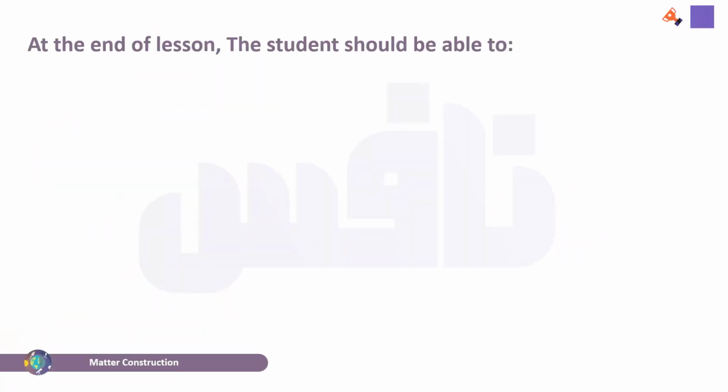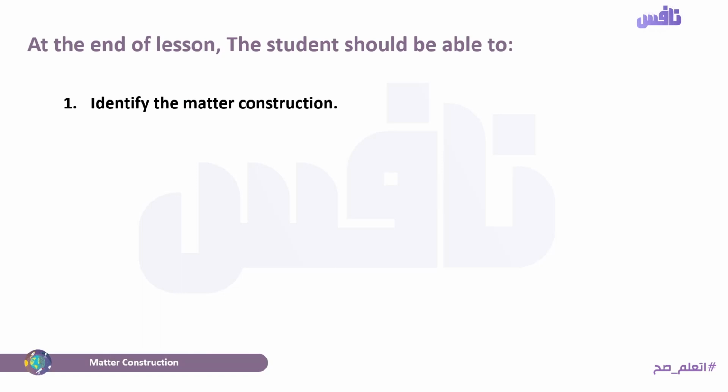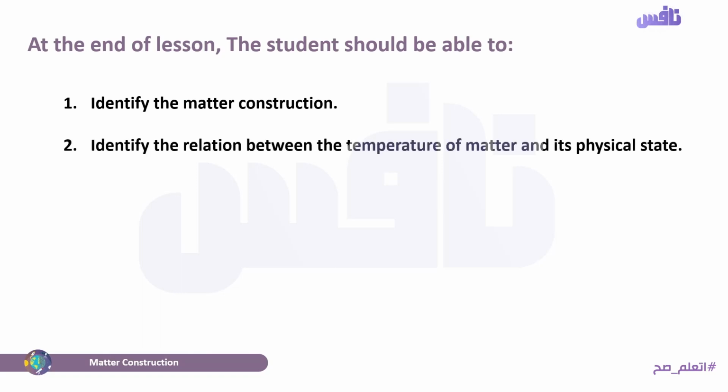Now at the end of the lesson, the student should be able to: number one, identify the matter construction. Number two, identify the relation between the temperature of matter and its physical state. Number three, identify the meaning of matter and molecules.